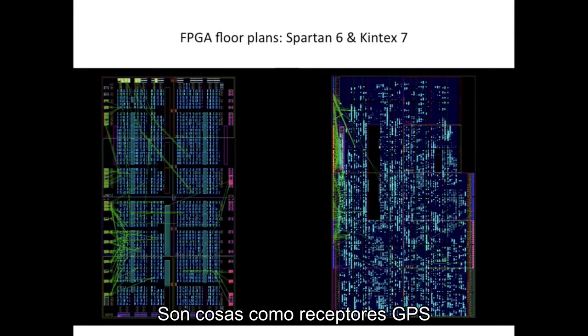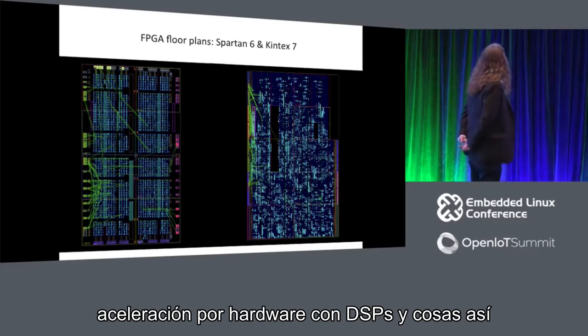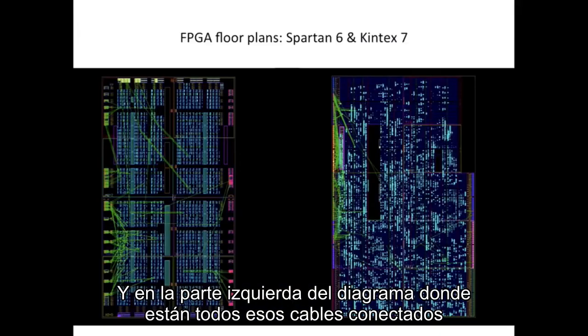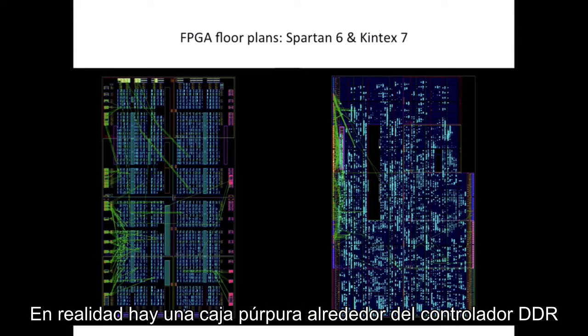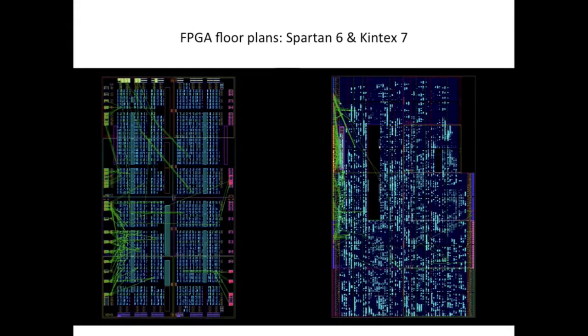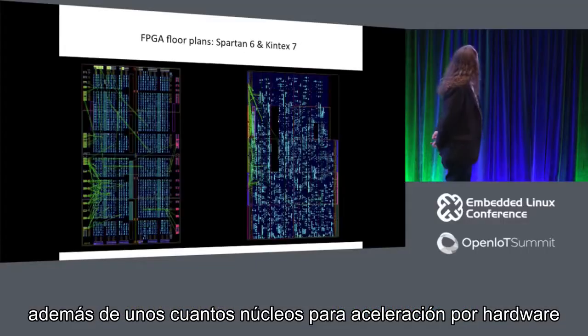They're essentially things like GPS receivers and analog to digital interfaces, DSP hardware accelerators, and stuff like that. And on the left-hand side of this diagram, where all those wires are connected, is the DDR controller. The green wires. There's actually a purple box around the DDR controller up there. And the CPU cores, there's a dual-core CPU on that one, and it's clustered there. And on this chip, there are 2 DSPs also, in addition to a bunch of different hardware accelerator cores.